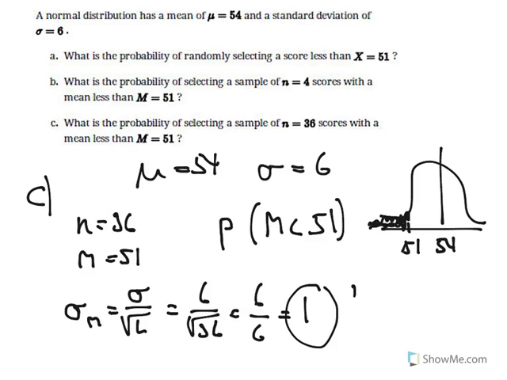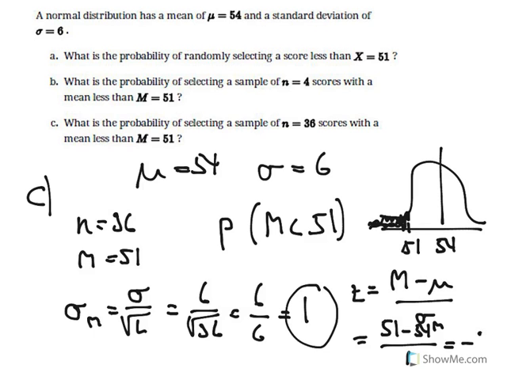So now we get the z-score, and we said the formula for that is M minus mu over the standard error of the mean. So M is 51. Nothing changed here, right? The mean of the population is 54, but now we only have a 1 down here for the standard error of the mean. And -3 over 1 is -3.